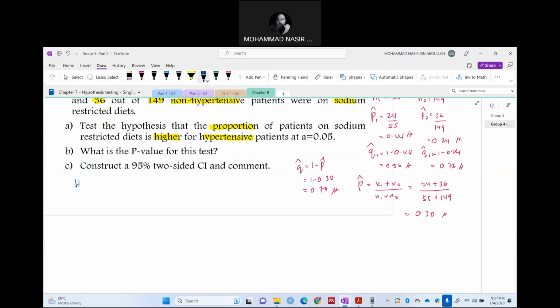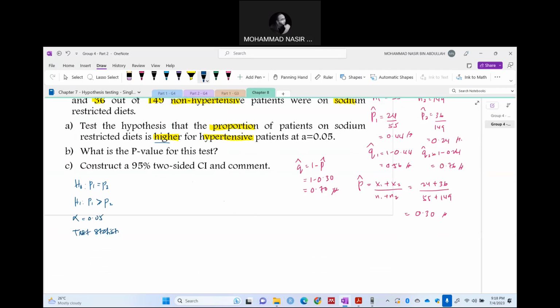The null hypothesis is P1 equal to P2. Alternative hypothesis, P1 is greater than P2. So it says that patients with hypertension have a higher proportion, P1 is higher. So alpha equal to 0.05, test statistic.